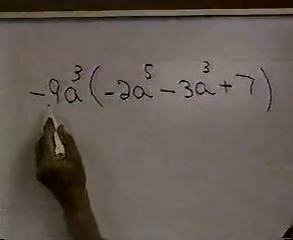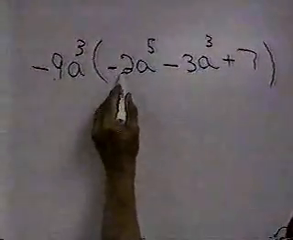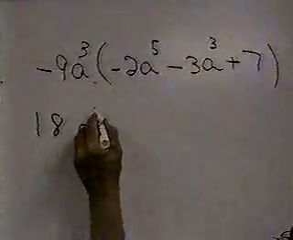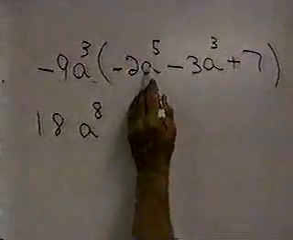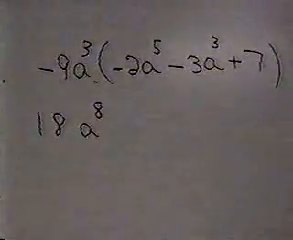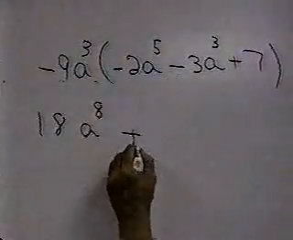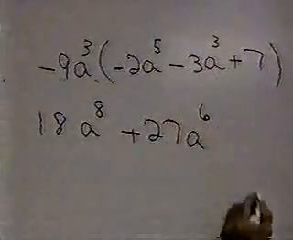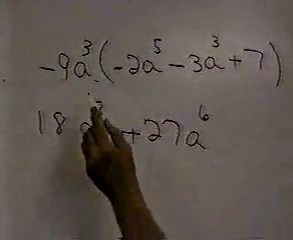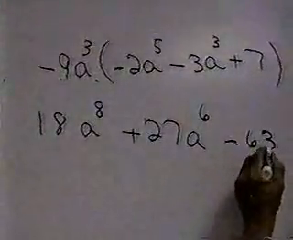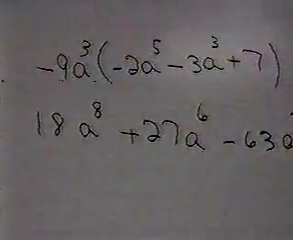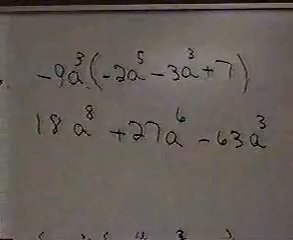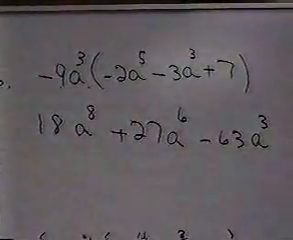So this times that. Well, numbers times numbers. Minus 9 times a minus 2 is a positive 18. And a times a, you add powers. You multiply this times this, you add powers. All right, numbers times numbers, so that's a plus 27. And then a, this times this is add powers. And then numbers times numbers is minus 63, and then letters, a cubed. All right. And this is working on the concept of the distributive property.